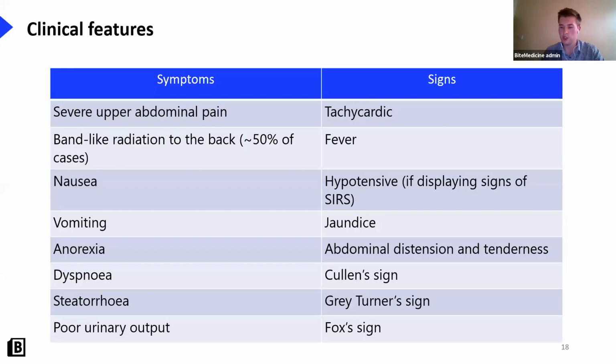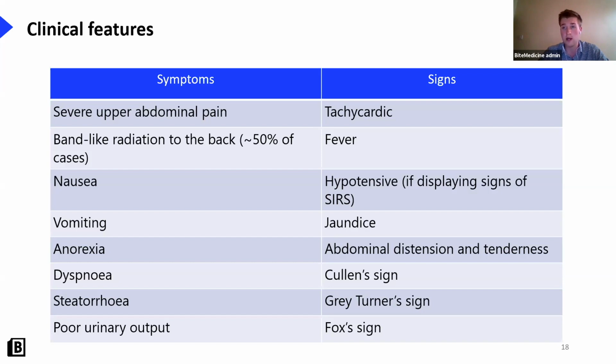Okay, so in terms of clinical features, the symptoms that you'd want to watch out for are severe upper abdominal pain, so that's in the epigastrium, but it can also be in the right upper quadrant and the left upper quadrant. A band-like radiation to the back, and again, as a lot of you commented in the chat, you'd want to watch out for a AAA. Consider ruling that out with an abdominal ultrasound if you were concerned. Nausea and vomiting, very common. Being off your food, so anorexia, loss of appetite.